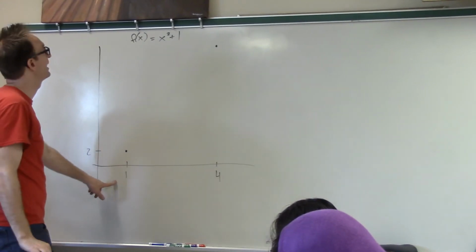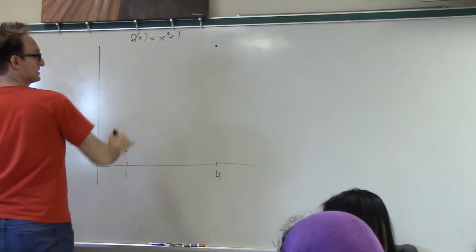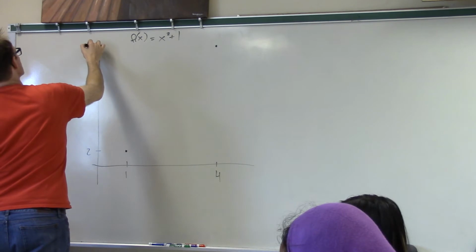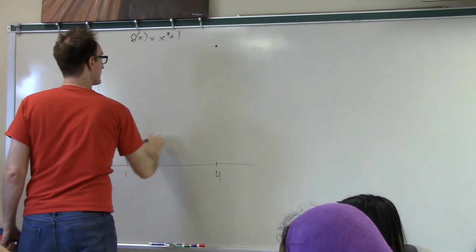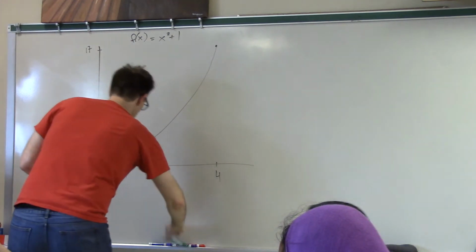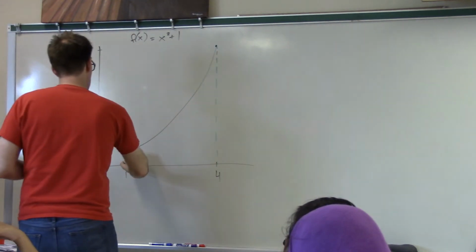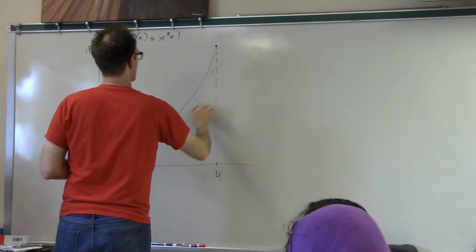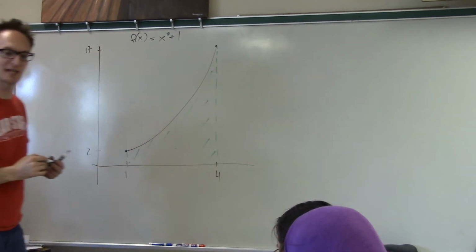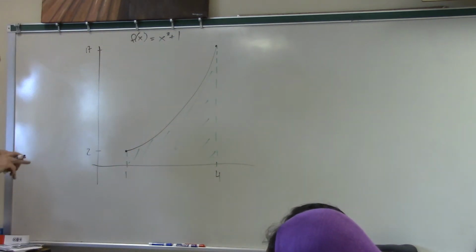Okay, so here's my function: when x is 1 I get 2, when x is 4 I get 17. The curve is something like this. And the area that I want is, when people say the area under the curve, they mean like this. Cool? It's a very likely shape. Okay, we want that area. How do we get it?